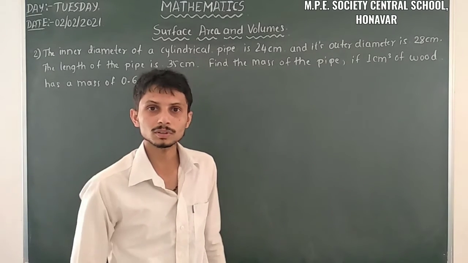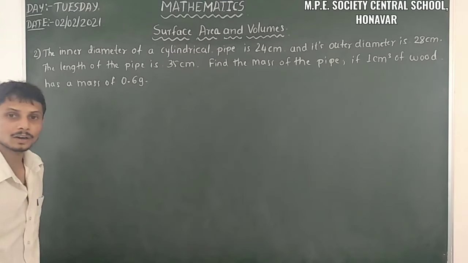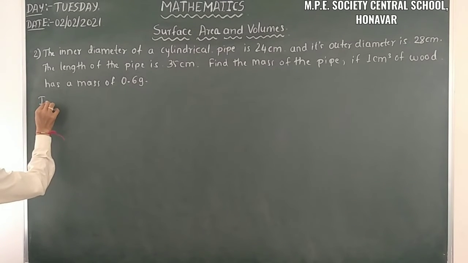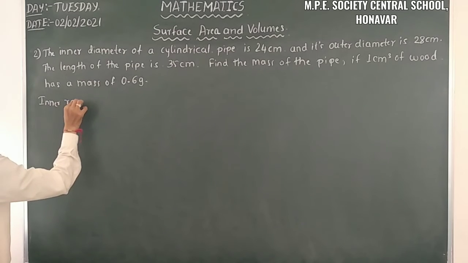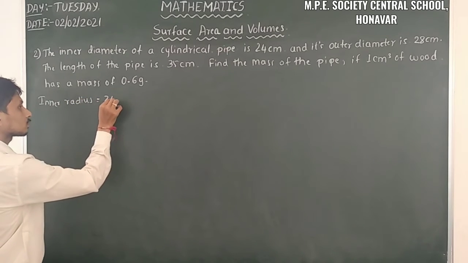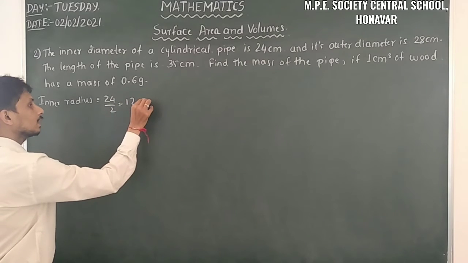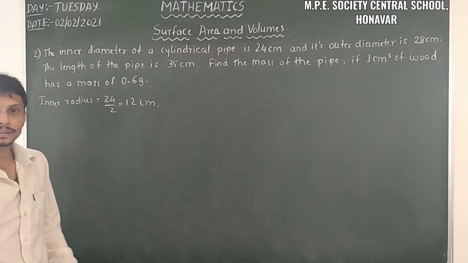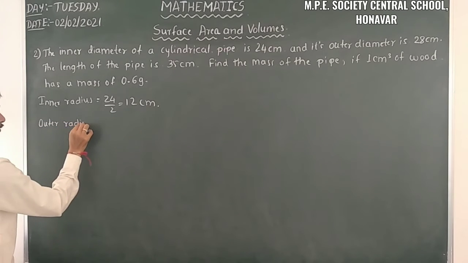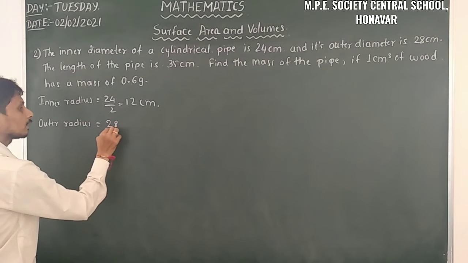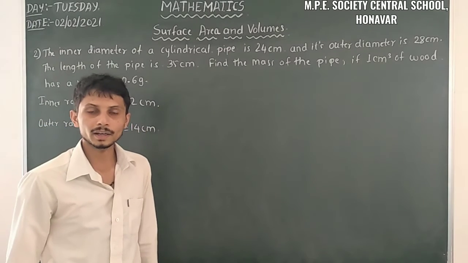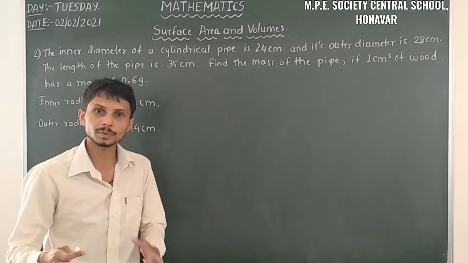So let us discuss the problem one by one. Firstly we have to find out the inner radius and outer radius. So firstly I will take the inner radius. Inner radius is equal to diameter by 2, that is 24 by 2 is equal to 12 centimeter. And let us take the outer radius. Outer radius is equal to 28 divided by 2 is equal to 14 centimeter. So we have the inner radius and the outer radius. So we have to subtract those two things.